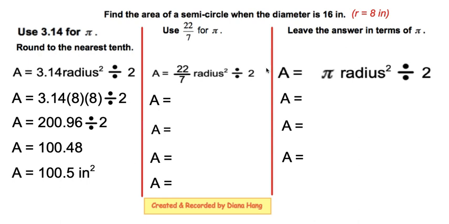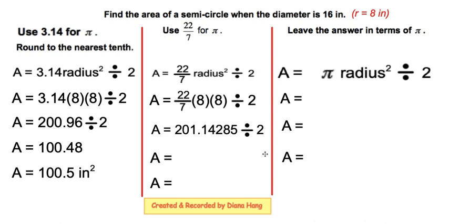Next, we'll be using the fraction to represent pi. Again, replace your value for the radius, grab your calculator, and follow along with these calculations, and finally round to the nearest tenth again, 100.6 inches squared.